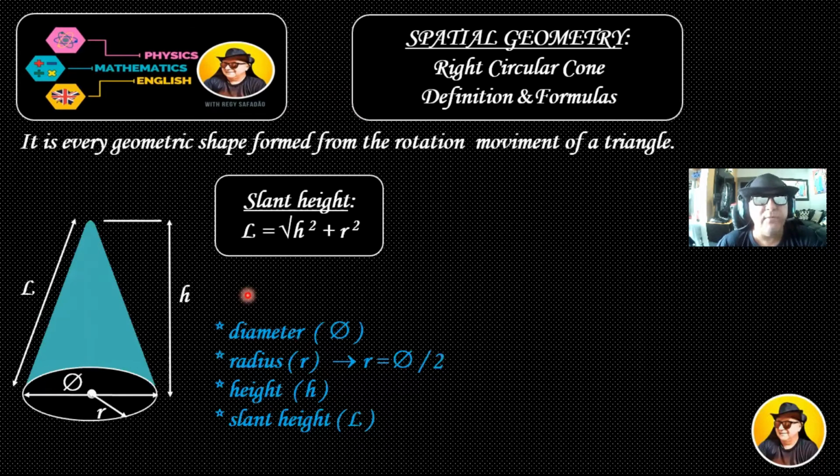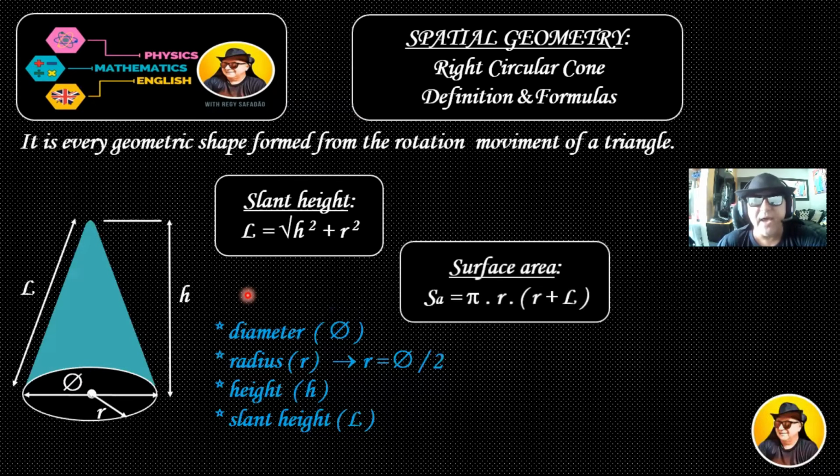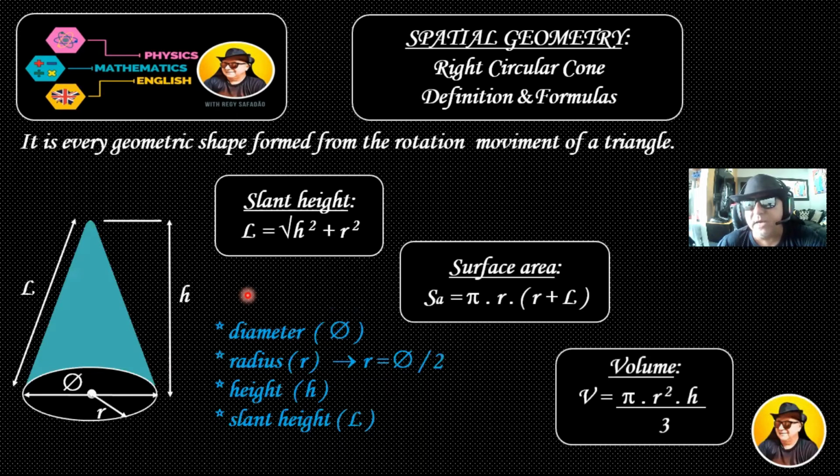The slant height L is the square root of H squared plus R squared. Next, the surface area is pi times R times (R plus L). And the volume is pi times R squared times H divided by 3. And pi, as I told you, is about 3.14.